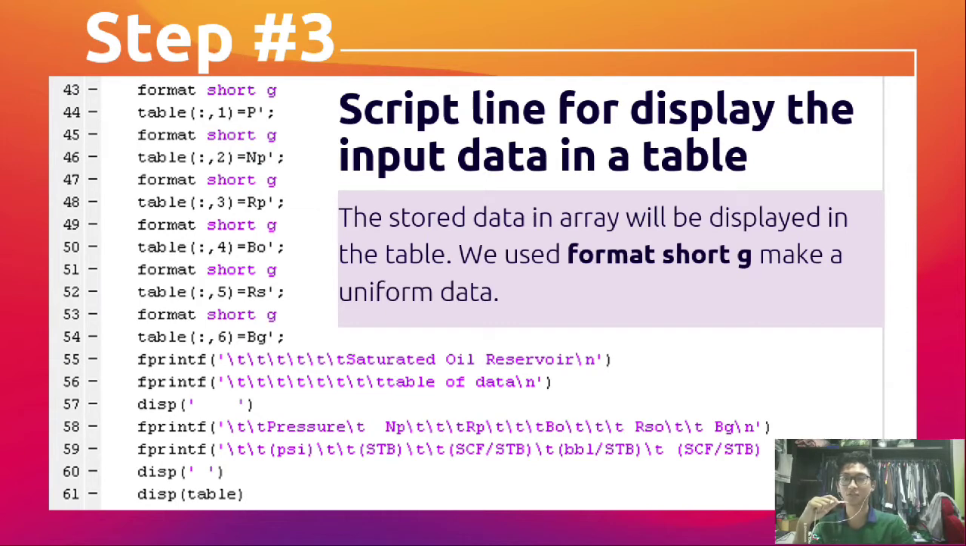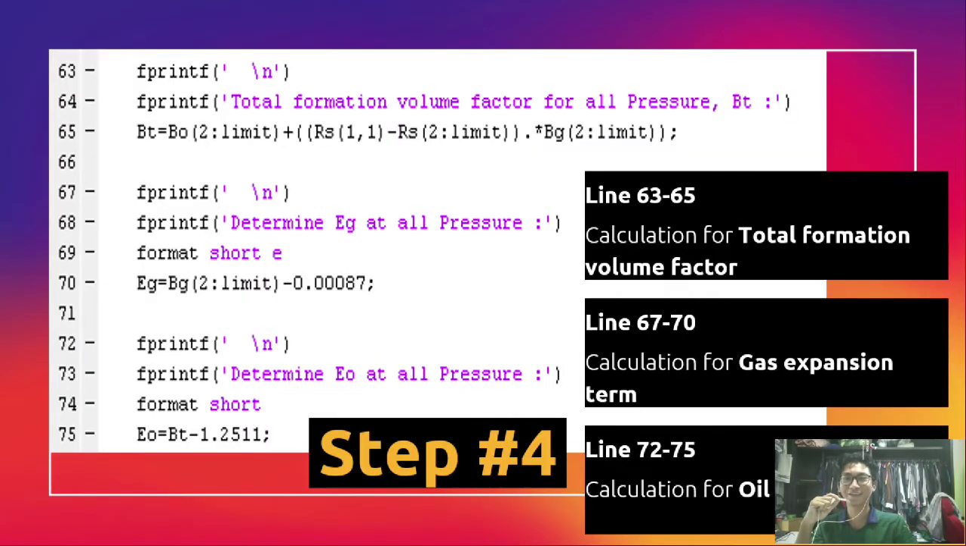Okay, the next step, we display the stored data in the array in a table form, where we use format short g to make the values more uniform. For the next step, we substitute all the stored data in the arrays into the calculations: calculating the total formation volume factor in lines 63 to 65, calculating the gas expansion term in lines 67 to 70, and the last one is in lines 72 to 75, the calculation for the oil expansion term.